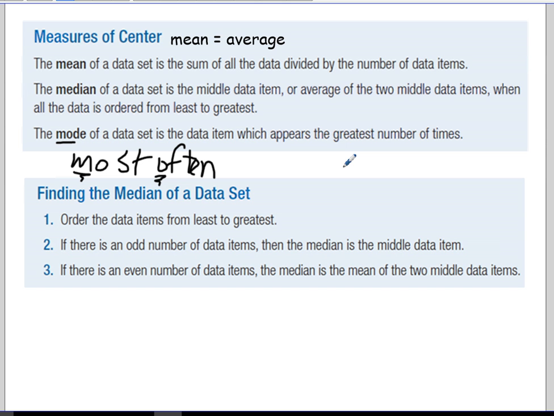When you're looking at this data, it's important to order your data from least to greatest when you're finding the median, because if you're trying to find that middle number, it's impossible to do unless the numbers are put in order. And then again, as I've already mentioned, if there's an odd number, the median is one of the data points in the middle, but if there's an even number, you have to take the average or the mean of the two items that are in the middle.